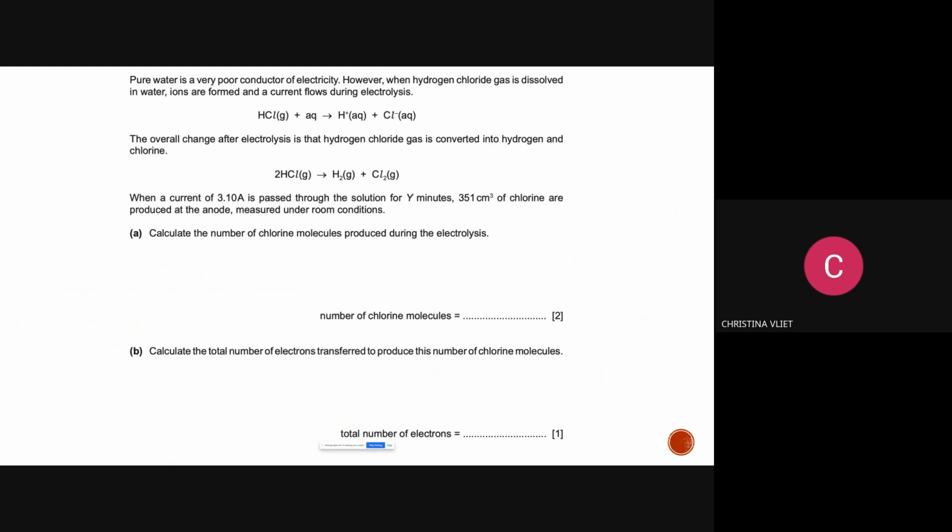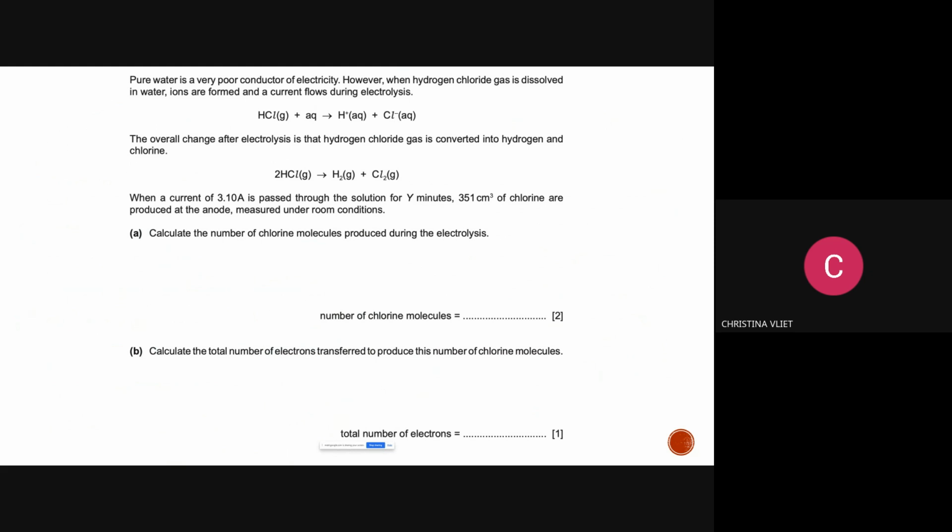Pure water is a very poor conductor of electricity. However, if we took HCl gas and dissolved it in water, we would form ions. It would be hydrochloric acid, and a current would flow during electrolysis. So they're telling us that we could electrolyze this. The overall change after electrolysis of HCl, hydrochloric acid, is that I would get hydrogen gas and chlorine gas.